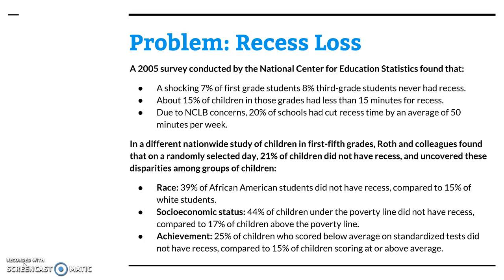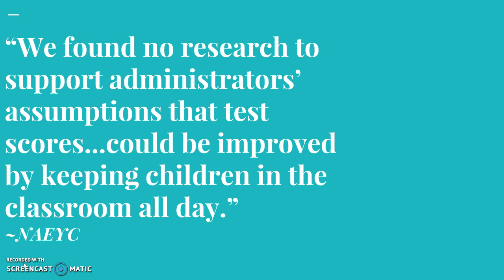And this is affected too by race, socioeconomic status, and achievement. So Black children are far more likely to miss recess on any given day than white students. If children are poor, they have almost a 50% chance of not engaging in recess compared to 17% of children above the poverty line. And children who are scoring below average on their standardized tests, about a fourth of them missed recess on that random day compared to 15% of children who scored above average on their tests. And this quote was from the article we used to find that information. It says that we found no research to support administrators' assumptions that test scores could be improved by keeping children in the classroom all day.